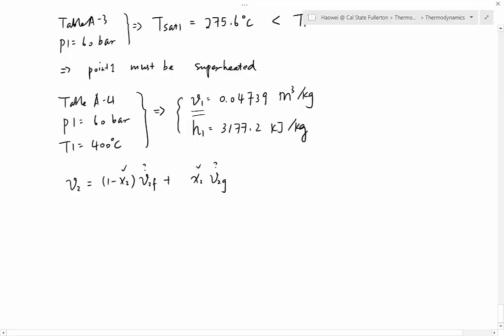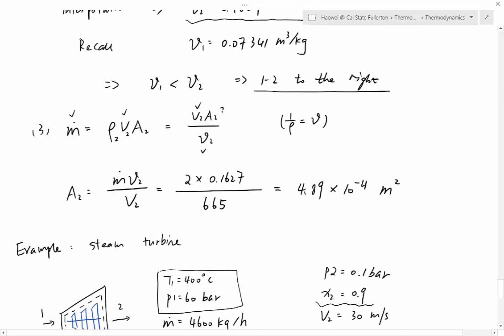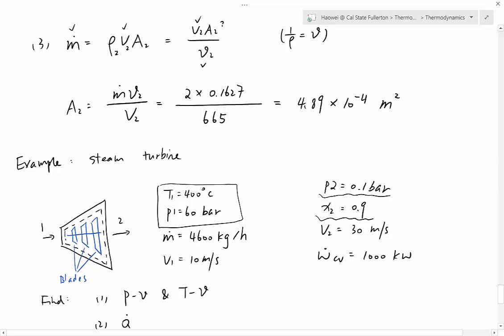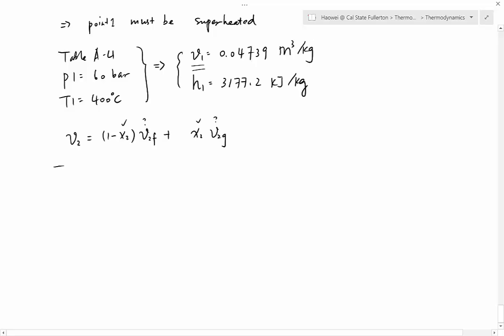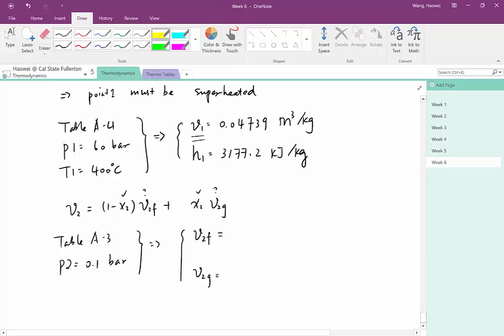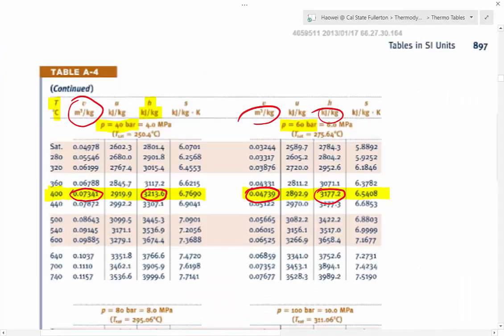Okay, what do we know about point number 2? We know P2. P2 is 0.1 bar. So if we start with pressure, you have to go to table A3. Table A3, pressure we know is 0.1 bar. And from the table, you can easily find nuF, in our case, we call it nu2F, and nuG, in our case, we call it nu2G. Okay, so let's do that. We go to table A3.